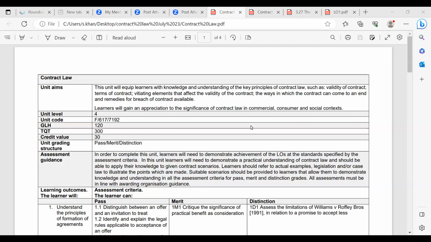What we'll do first in regards to doing this unit is we'll be looking at the module specification and then go on to proceeding on to learning outcome 1. So the unit aim, so it's contract law.